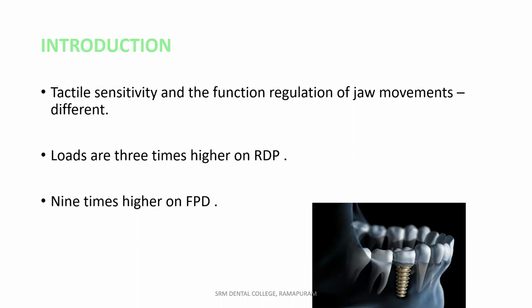So coming to the introduction, the tactile sensitivity and the functional regulation of jaw movements are completely different between the implant and the natural tooth. The occlusal loadings will be 3 times higher on a removable dental prosthesis, whereas it's going to be 9 times higher on a fixed dental prosthesis.